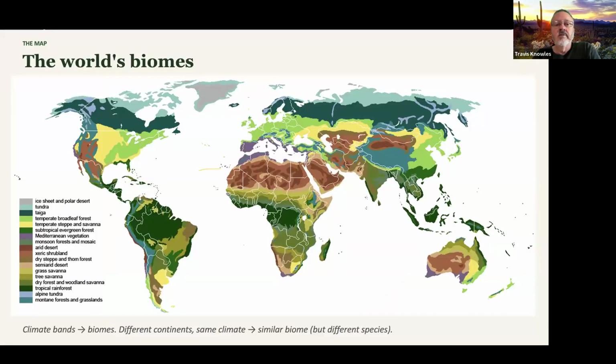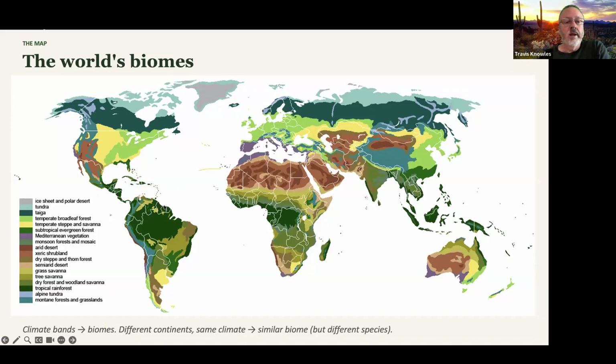Okay, another way that we can divide life on Earth that really shows the effects of ecology and climate is the world's biomes. These are sort of climate bands around the world. And you don't need to memorize this map, but I just want you to look here and see that we're going to start out in this sort of light green area here in North Carolina, which is temperate broadleaf forest. Much of the eastern United States is in that broadleaf forest.